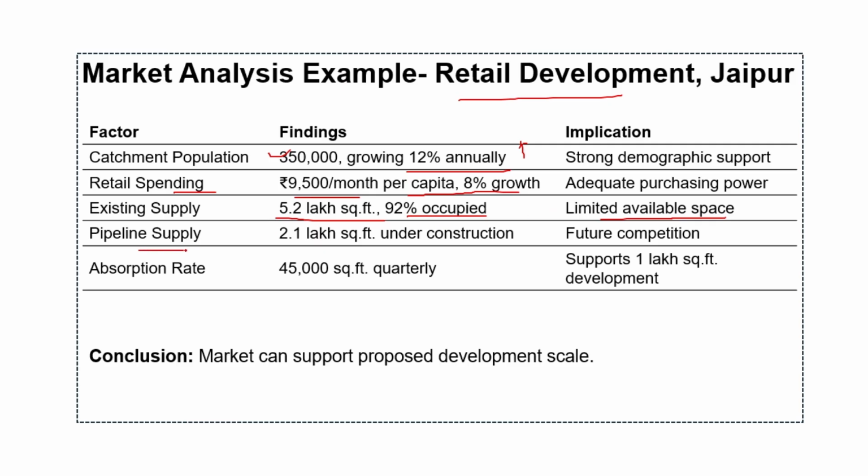And then pipeline supply: there are 2.1 lakh square feet under construction. So existing is 5.2 lakh and 2.1 is coming. There is some future competition we can see, and there is existing competition also, even though it is 92% occupied. 2.1 lakh square feet is coming up just as we might be coming with our retail, so we have to plan accordingly whether we are okay with this or not.